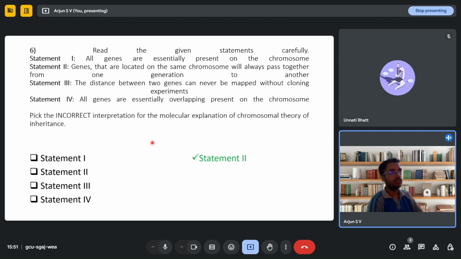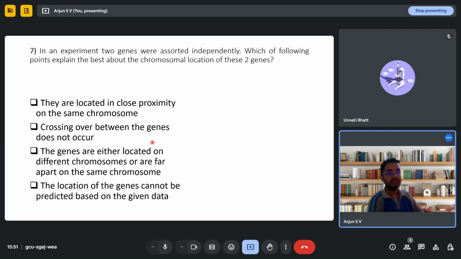So I'll go on to the next question. In an experiment, two genes were assorted independently. Which of the following points explain the best about the chromosomal location of these two genes?